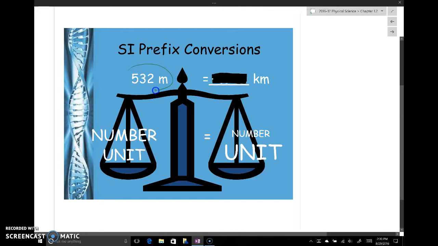Let's go back to the example with length. So let's say I have 532 meters and I want to convert to kilometers. The first thing I need to think about is a comparison between the units. Is my new unit bigger or smaller? My new unit is a bigger unit than before. Because it's a bigger unit, I'm going to end up with a smaller number.